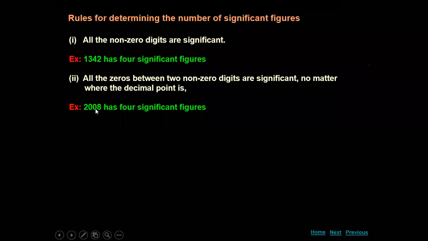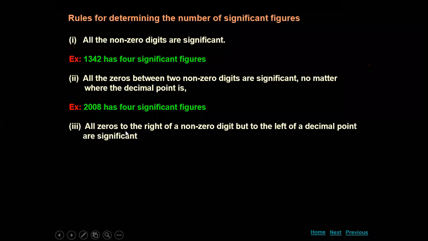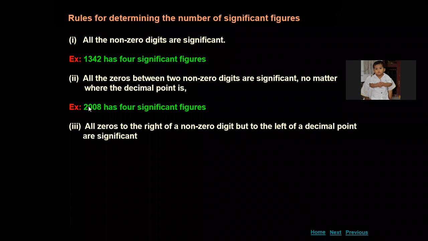So how many significant figures again? Four. Two zeros and two non-zero digits. So in total we have four significant figures, right? Now, next one. All zeros at the right of a non-zero digit, but to the left of a decimal point, are significant.